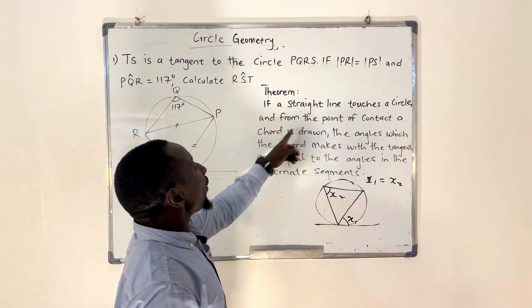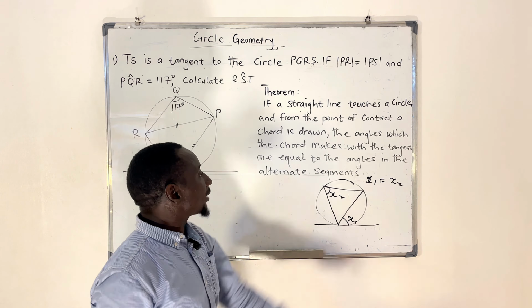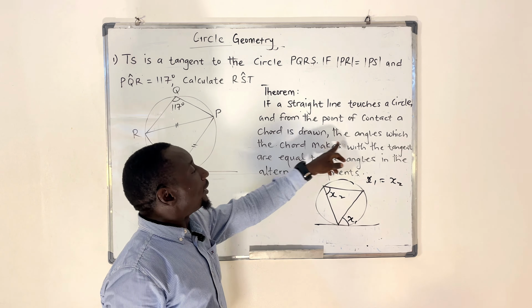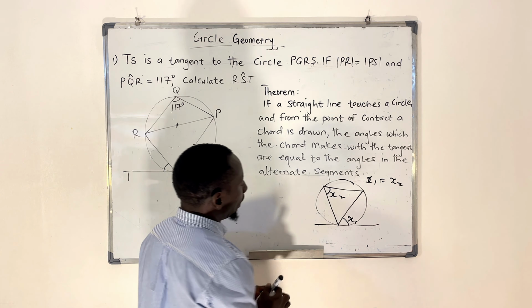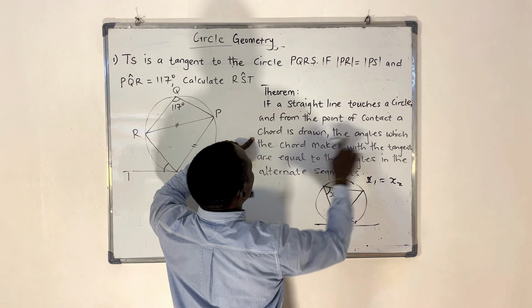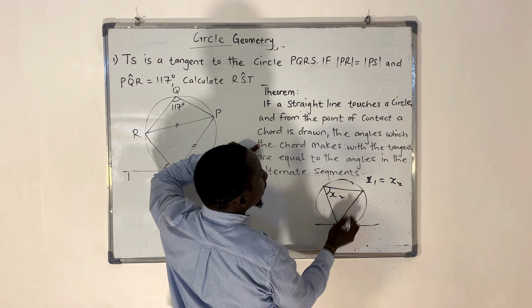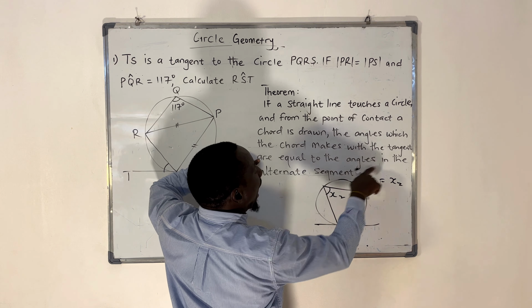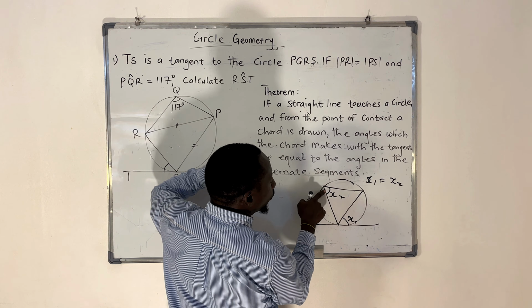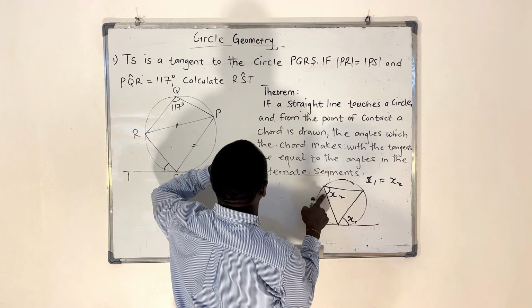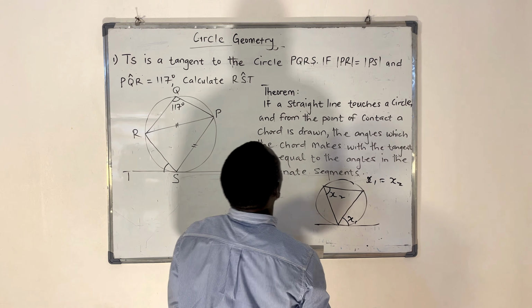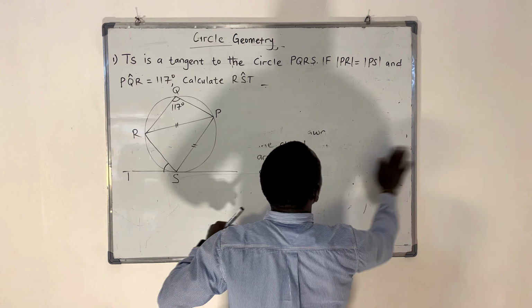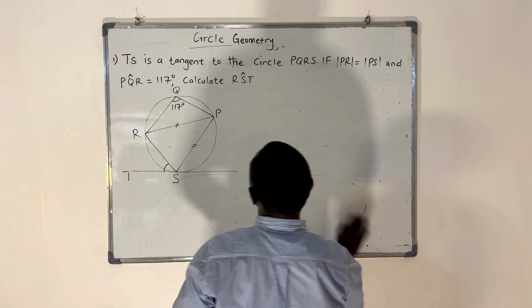The theorem is saying if a straight line touches a cycle, from the point of contact a chord is drawn. The angles which this chord makes with the tangent, that is this x1, are equal to the angles in the alternate segment. So this angle is in the alternate segment. So x1 is equal to x2, and so on and so forth. So we will use this theorem. We'll apply this theorem here.